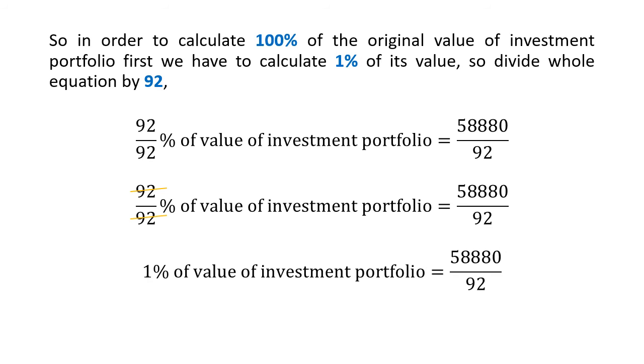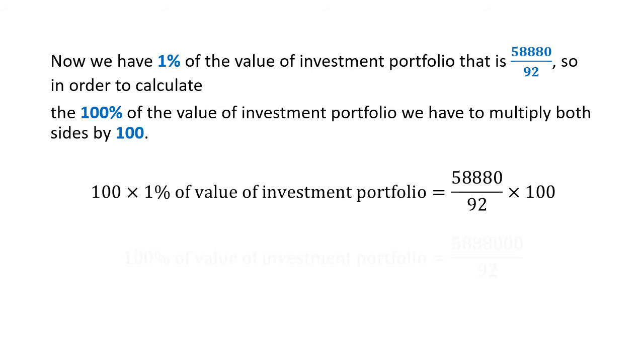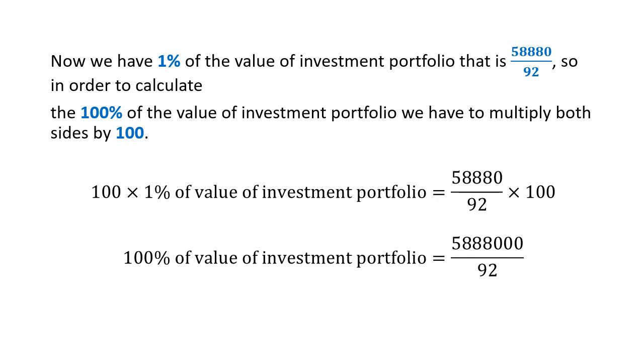So in order to calculate 100% of the original value of the investment portfolio, first we have to calculate 1% of its value, so divide the whole equation by 92. After dividing, we have 1% of the value of the investment portfolio, that is 58,880 upon 92. Now we have 1% of the value of the investment portfolio, that is 58,880 upon 92, so in order to calculate 100% of the value of the investment portfolio we have to multiply both sides by 100 as shown in the steps.